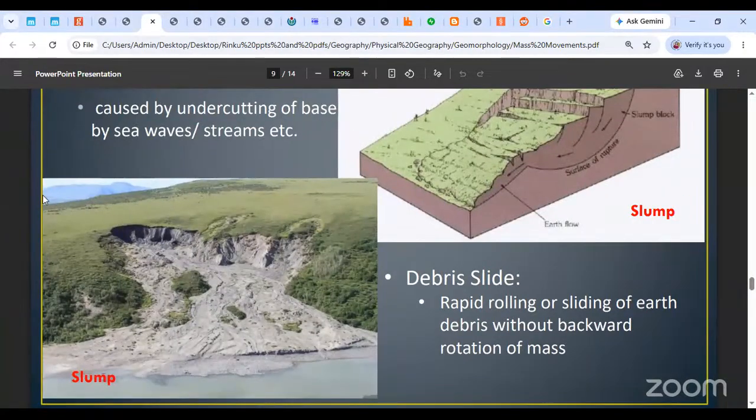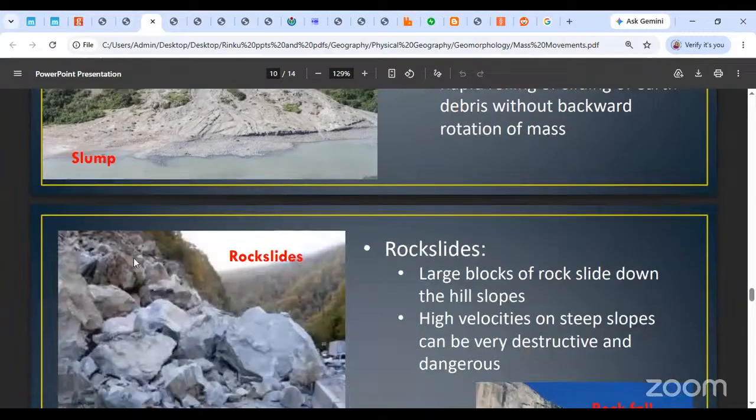Okay, now there is another one called debris slide. Debris माने जो भी ऐसा टूटा टूटा material होता है, we are talking of that. The remaining material, the weathered down material, the remnant material, the broken fragments and stuff like that. So all these debris will rapidly roll or slide down the earth without backward rotation. Now here we are talking about a simple slide. There is a slope, there are debris atop over here, and all these debris will rapidly slide downwards. Okay, that is a debris slide.